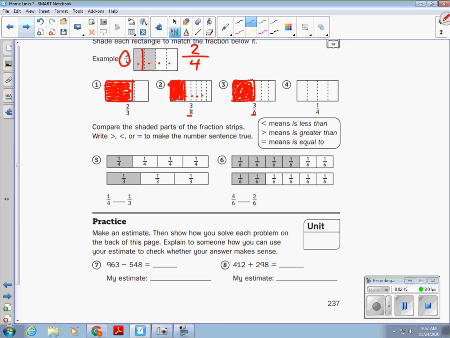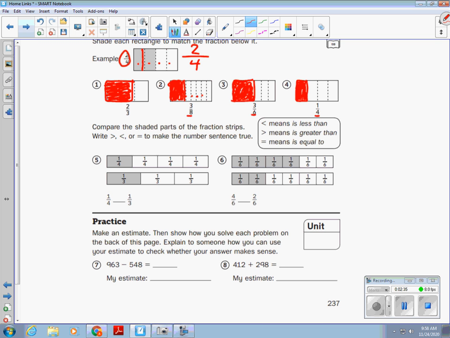All right, and on number 4, it is 1/4. 4 tells us how many parts, 1, 2, 3, 4, and 1 tells us how many shaded. I only want to shade in 1 of those parts. So that gives me a fraction of 1/4.